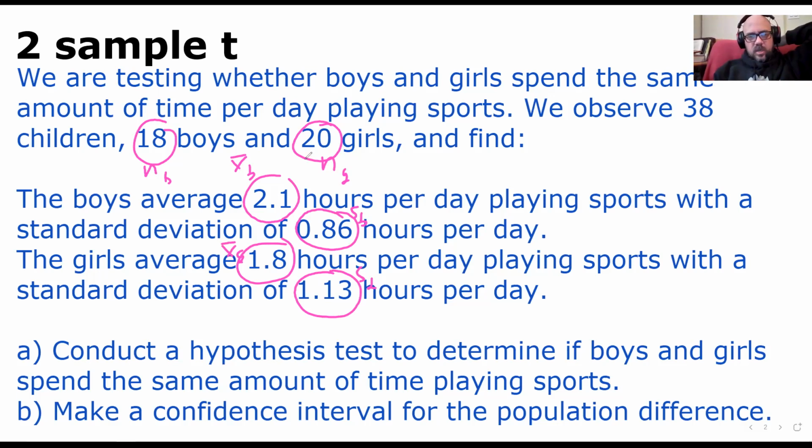I want to go back and look. Conduct a hypothesis test to determine if boys and girls spend the same amount of time playing sports. One thing you might notice here is I did not specify an alpha. So since I didn't specify one, we are going to default to alpha equals 5%, 0.05.